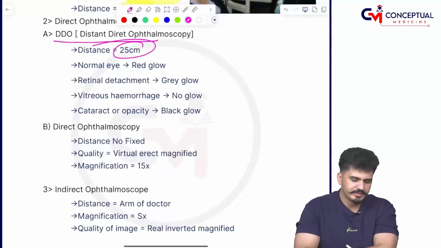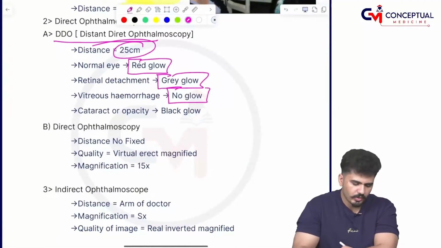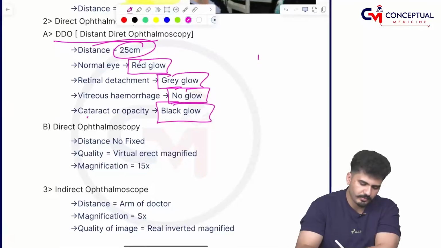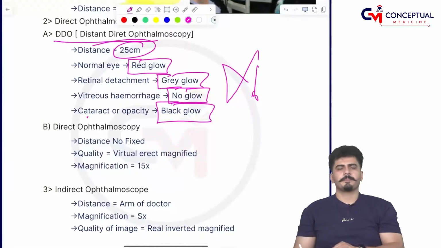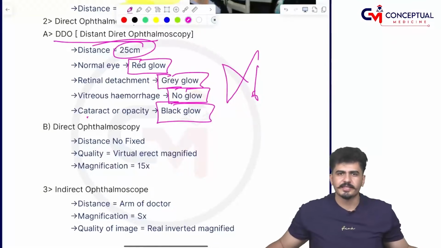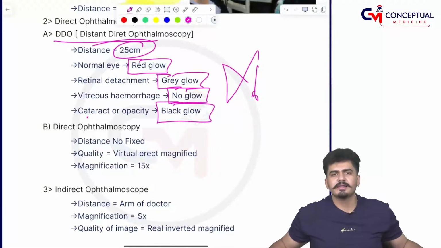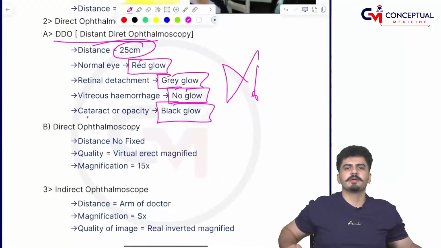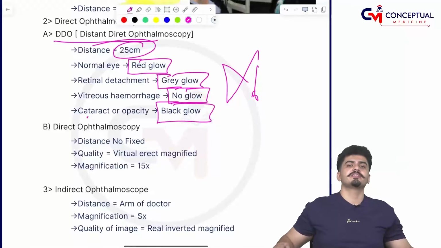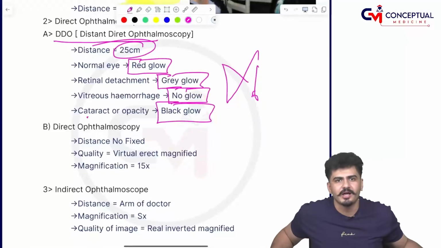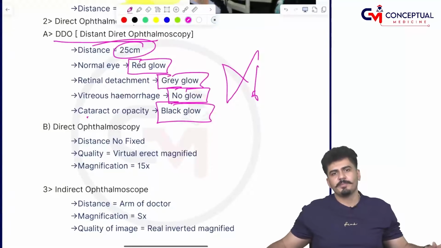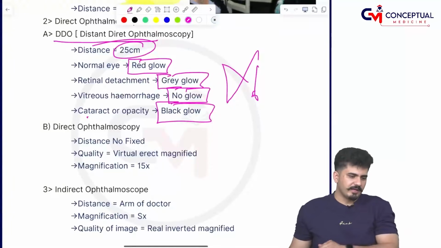Normal eye, you will see red glow. Retinal detachment, gray glow. Vitreous hemorrhage, sir, no glow. And cataract and opacity, a very important topic for the exam. How will a normal eye look? Red, sir. With detachment it will look gray. With vitreous hemorrhage you will not see any glow. And if there is cataract or opacity, you will see a black glow.